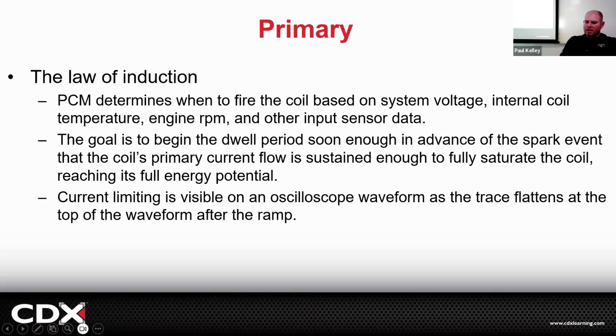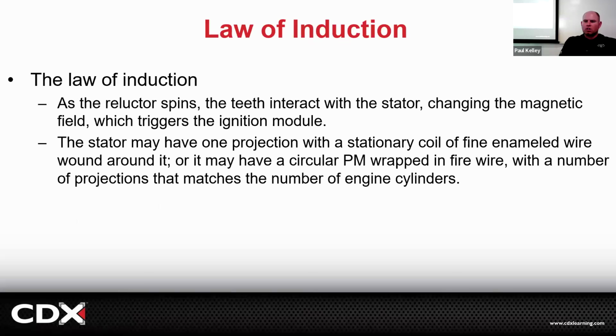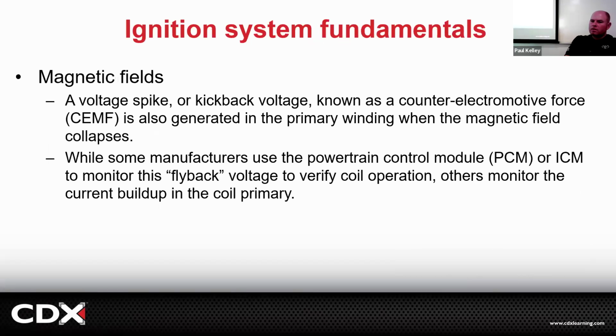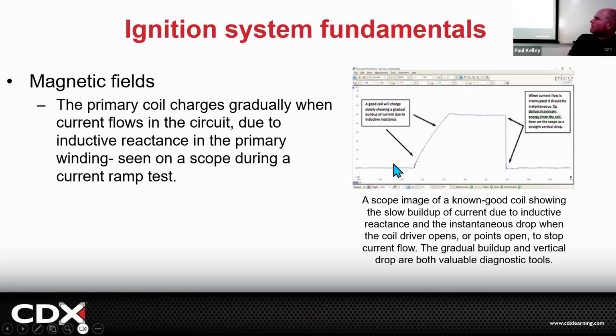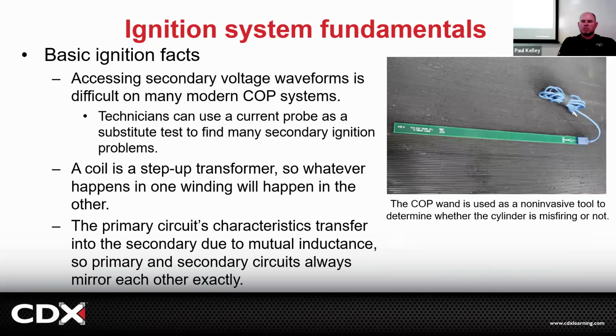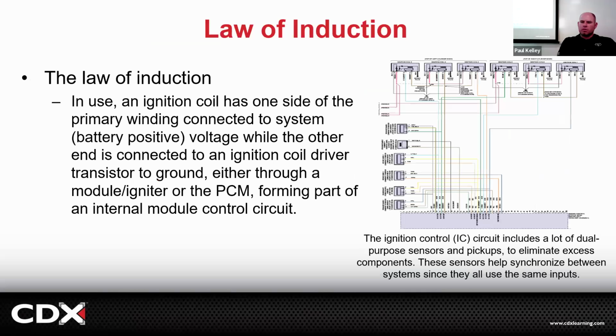Cool. And then one of the goals is to begin the dwell period soon enough in advance of the spark so that the coil's primary current flow is sustained enough to fully saturate the coil, which will make it reach its full energy potential. You're like, what? All right. The coil, if I were to remind you back here, do you guys remember the ramp? This is your coil ramping up. It takes time to completely charge that coil up, right? So we basically give 12 volts in ground to the coil, and then we wait a little bit.